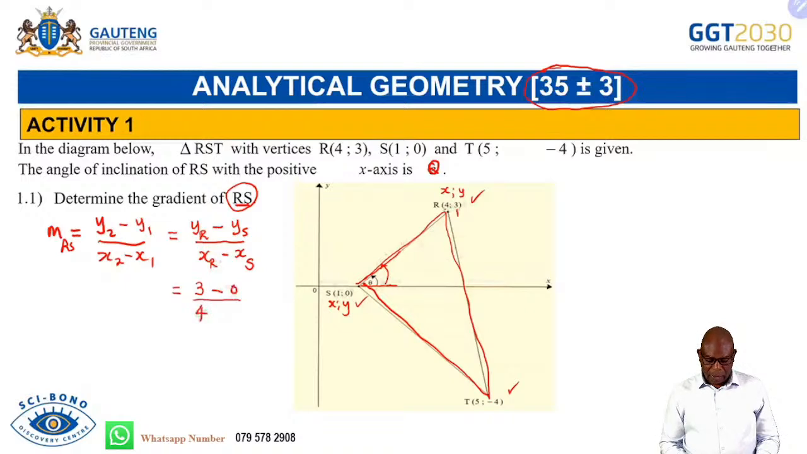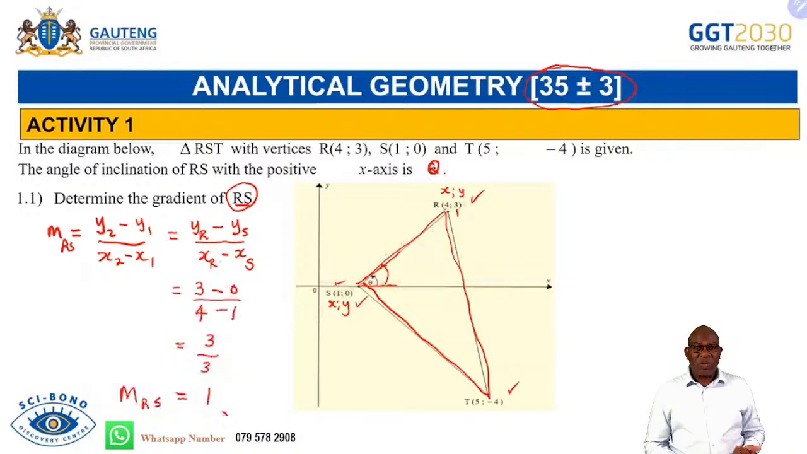My x value at S will be equal to 1. So I'll get minus 1. Therefore, I'll get 3 minus 0, which is 3. Then 4 minus 1, which is 3. My gradient will be 1. So the gradient of RS will be equal to 1.